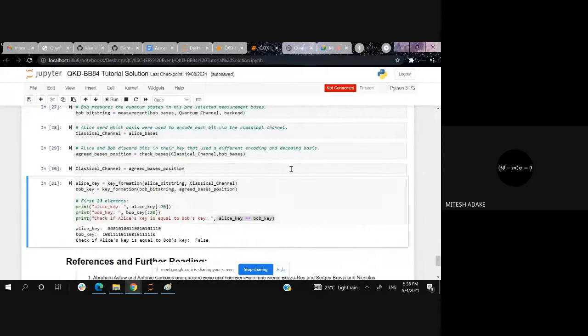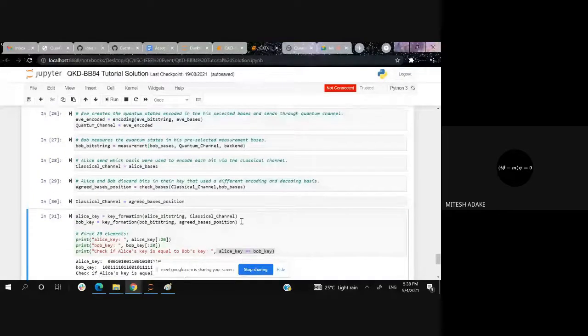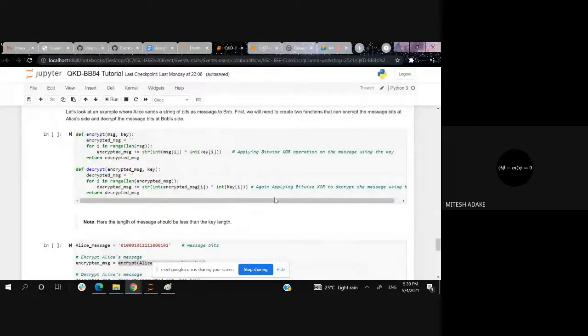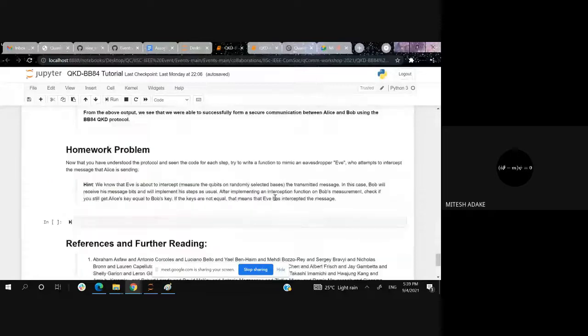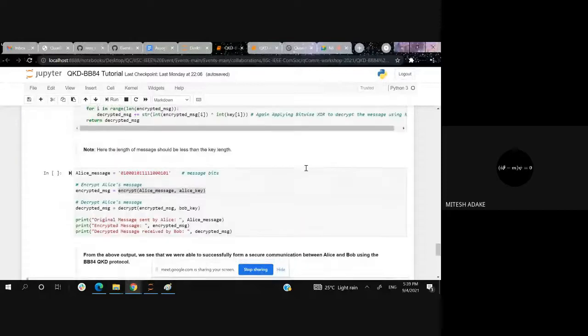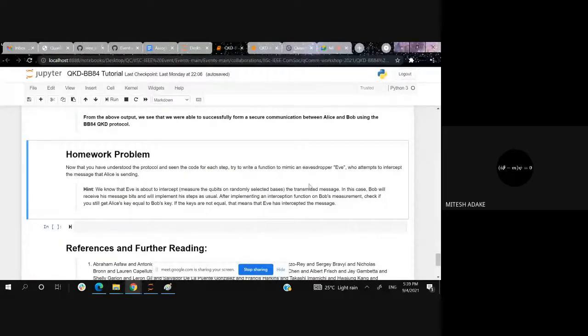So BB84 has proved to be useful, but how many times will you keep sending those messages through the quantum channel and through the classical channel? How do you know if the classical channel is not compromised? So this is also another disadvantage, and there are many other protocols as well you can look for. BB84 was the first one proposed, and this is how we implement it, and you can try out Eve's part as we have already implemented the functions. You just need to call those for making Eve's basis and making measurement for Eve.